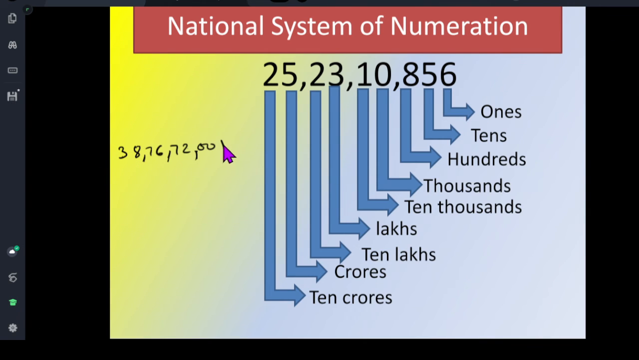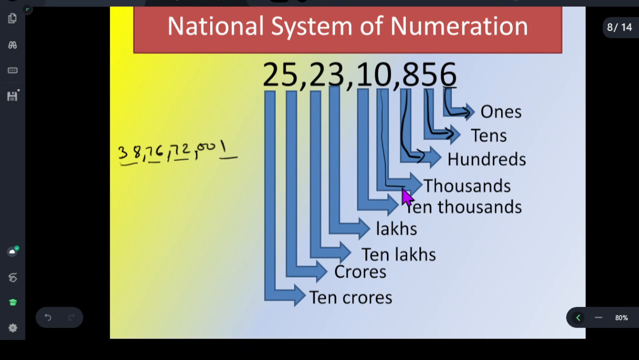That is ones, tens, hundreds. You know this: thousands, lakh, ten lakh, and crore. So it is 38 crore 76 lakh 72,000 and so on. What we can see here: this number represents the ones place. This second one represents tens. This represents hundreds. This zero represents the thousands place. One represents the 10,000 place. After that, we will come to lakh.